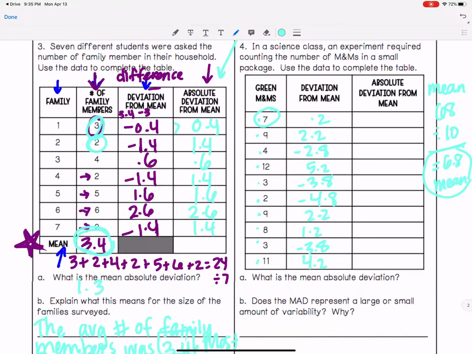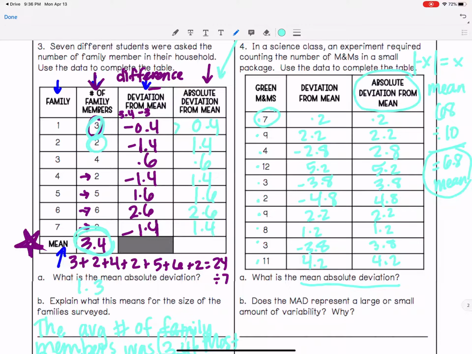Now, what's the absolute deviation from the mean? So this whole category over here, absolute value means you have those absolute value brackets with your number in between, and whatever you get out, it's going to be a positive number, right? So let's just go ahead and write down all positive numbers right here. 4.8, 2.2, 1.2, 3.8, and 4.2. Okay, so what's the mean absolute deviation? Oops, I just wrote all over the side of that. What's the mean absolute deviation of all of this?